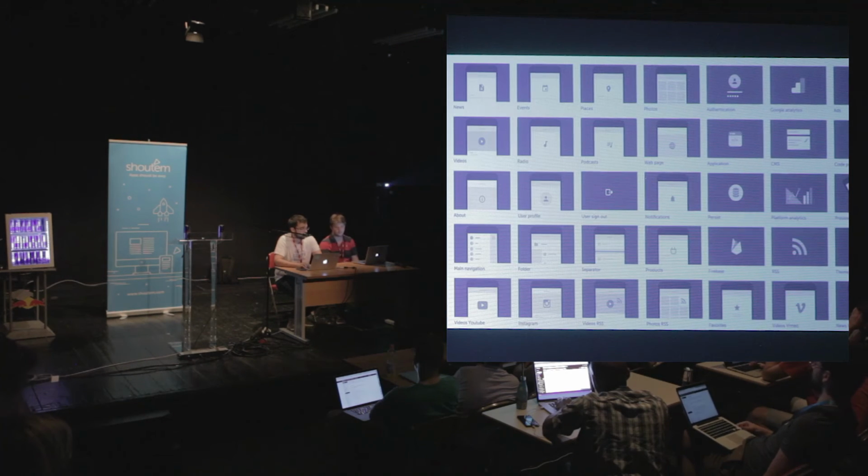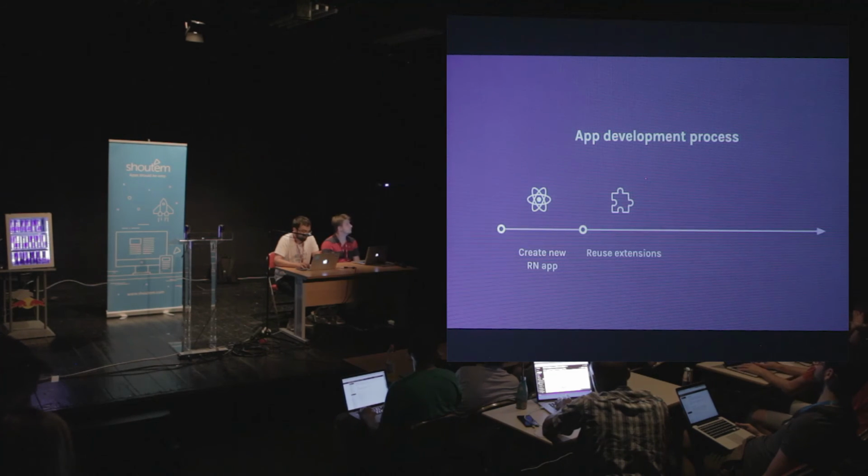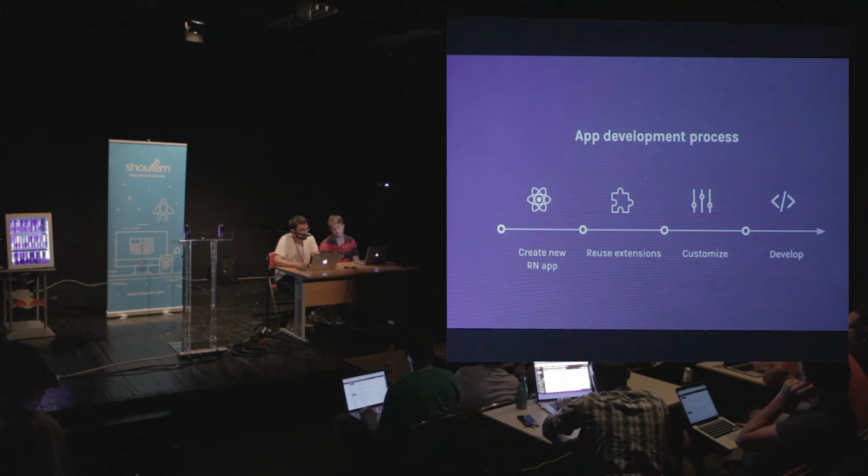There are a lot of those which we created. Luca was using some of them inside his app, and we should also be using some of them inside the app that we'll be building now. Here are some of them. This is how the app development process looks, what Luca was already talking about. You create an app, you reuse the extensions you need, you customize what you would like to be more unique, and you develop your new things which will actually be used by your users.